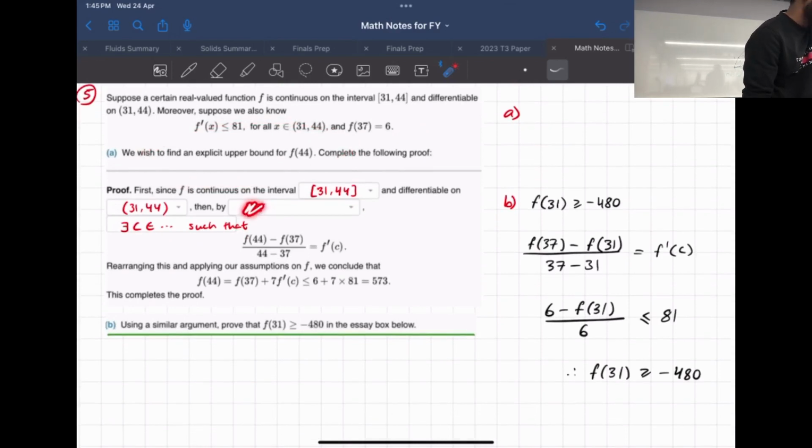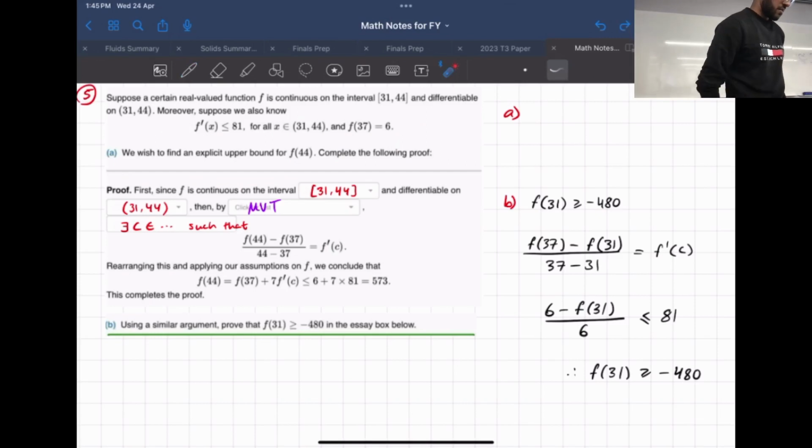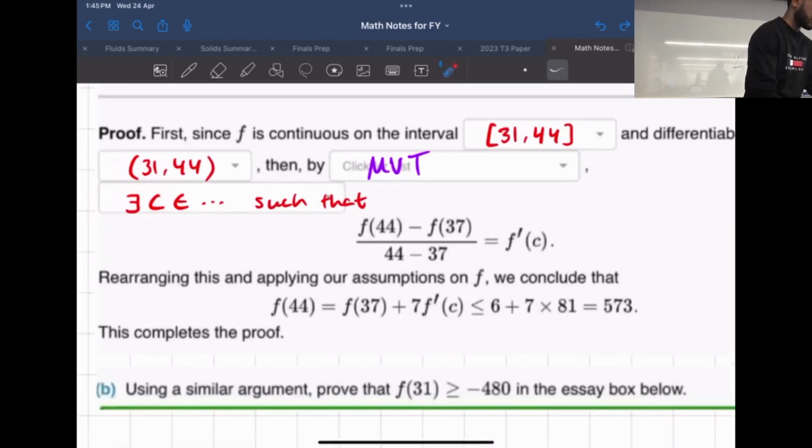Wait, is it intermediate value theorem or mean value theorem? Mean value theorem. Sorry. It should be mean value theorem. Yep, sorry. Mean value theorem. Okay? So they've already told us that it's continuous along that interval and differentiable along this interval. By the mean value theorem, there exists, oh, by the way, this E just means there exists.